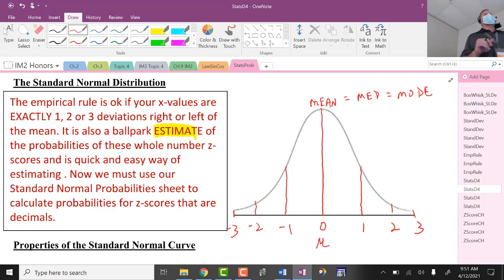The mean is the most frequently occurring value, just like that weight example at the beginning of our notes Thursday, Friday. The mean weight of a male was 200 pounds, I guess. Well, that's the most frequently occurring value because it was the highest part of the curve. So that's why mode can be used there as well.